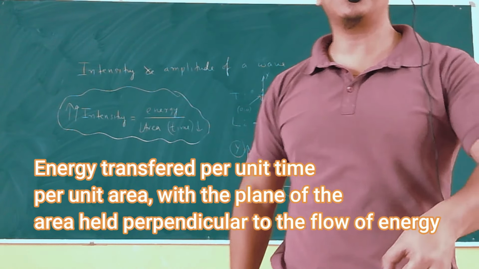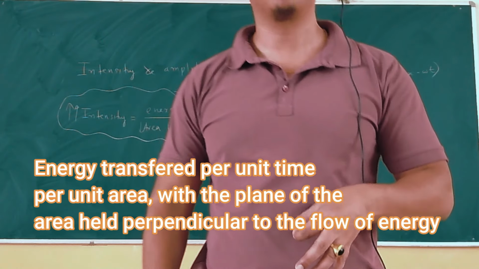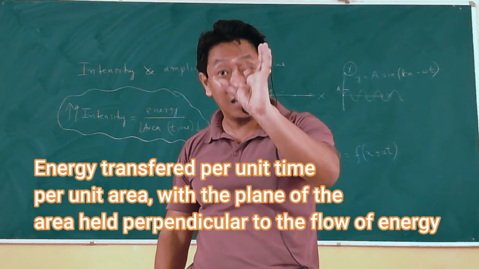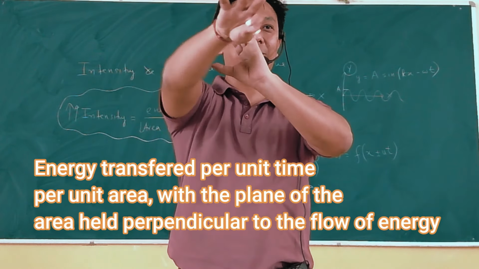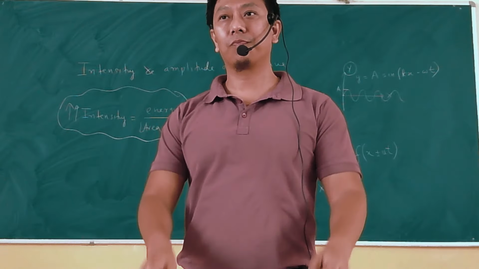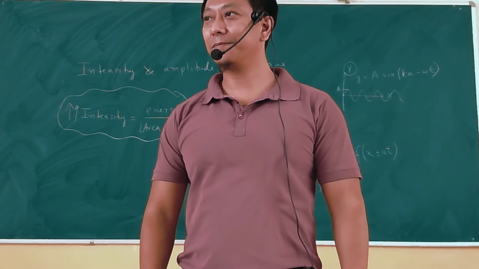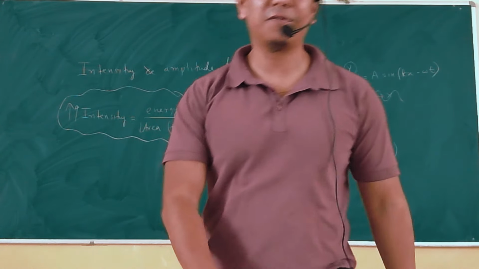So this is how we define intensity of any wave: energy per unit area per unit time. And the area should be held perpendicular to the flow of energy. Perpendicular. Understanding? Say the formula 5 times.